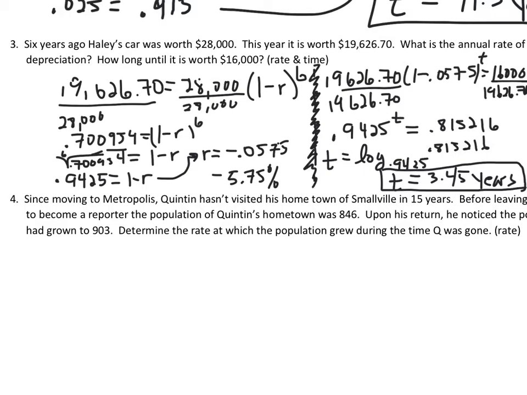Okay, so right here we have 0.9425 to the t power equals 0.815216. This is our base. So when we take the log, we keep the base. This is going to be our log base. And this is going to be our argument. So log base 0.9425 of 0.815216 ends up being approximately 3.45 years.